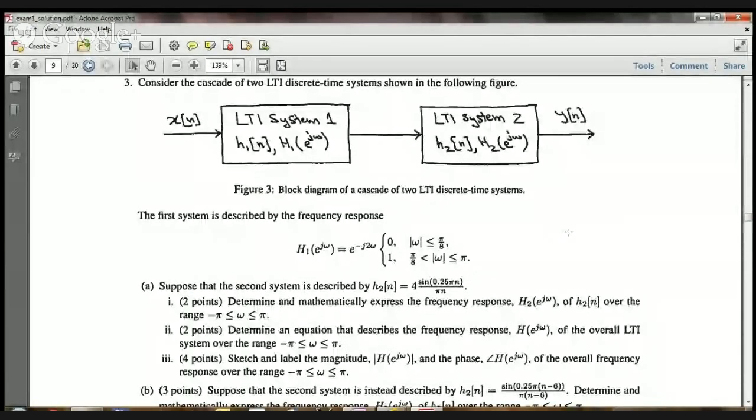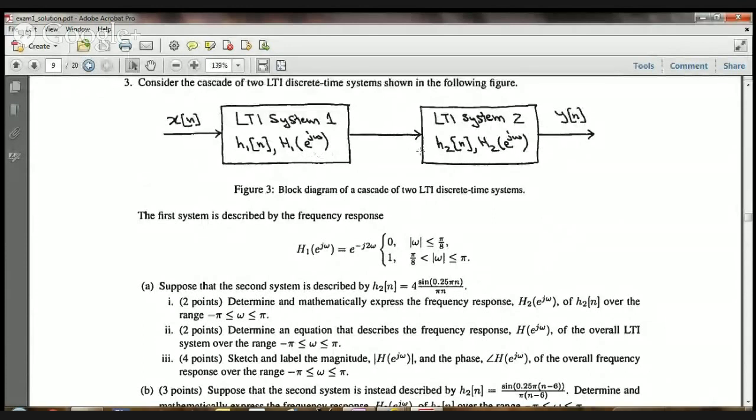Question 3A, part 3. Okay. So let me just share the question for those who don't have it. Okay, so this is a question about cascade of two LTI systems.